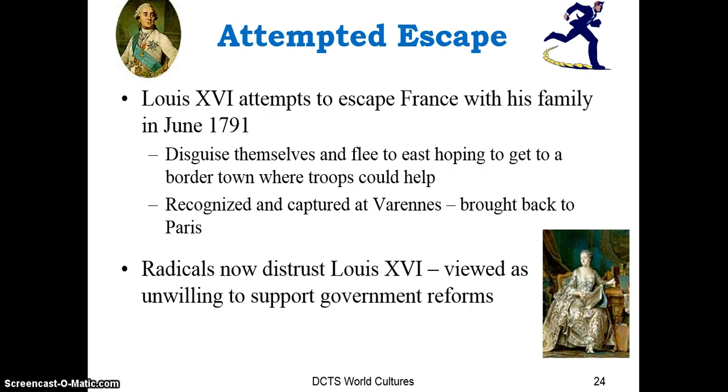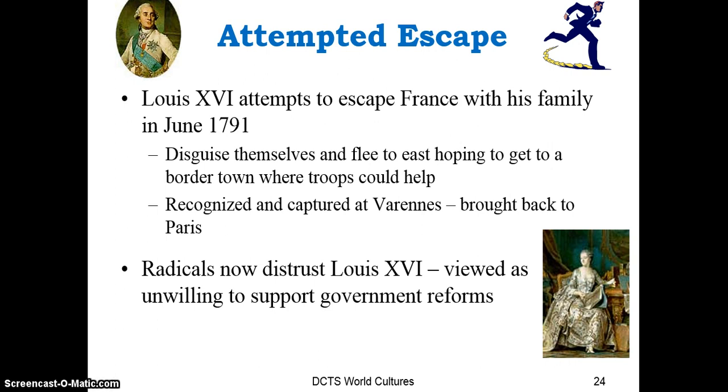Attempted escape by the king and the queen. You wouldn't expect the king or queen to actually stay captive, nor should it surprise you when they didn't try to. King Louis XVI attempts to escape France with his family in June 1791. They disguise themselves and flee to the east, hoping to get to the border town where troops could help. They're recognized and captured and brought back to Paris.